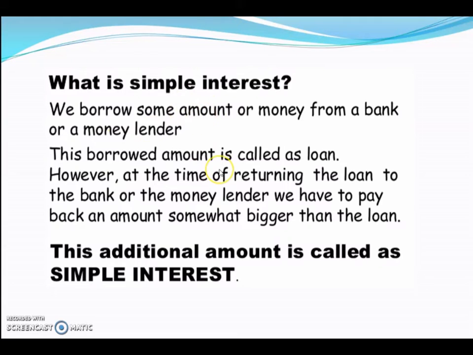So whenever we borrow money from a bank or from a money lender, in that case, when we return the borrowed amount, we always return a slightly bigger amount than what we have borrowed. The borrowed amount is called a loan. At the time of returning the loan to the bank or to the money lender, we have to pay back an amount somewhat bigger than the original loan amount. That additional amount that we pay is called the simple interest.